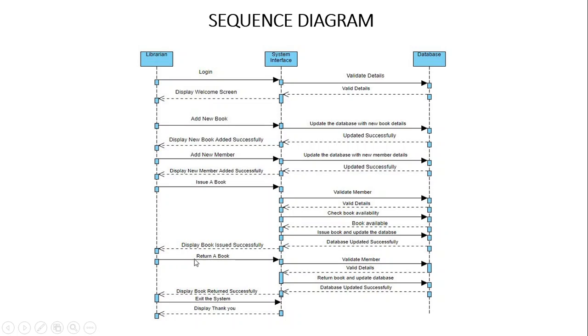And if the librarian wants to return a book, then the librarian needs to enter the book name and user ID of the member. Then those details are sent to the database. If they are valid, then the book is returned, and the database is updated. After the database is updated, it sends back a message that the database updated successfully to the system. After that, the system displays book returned successfully.